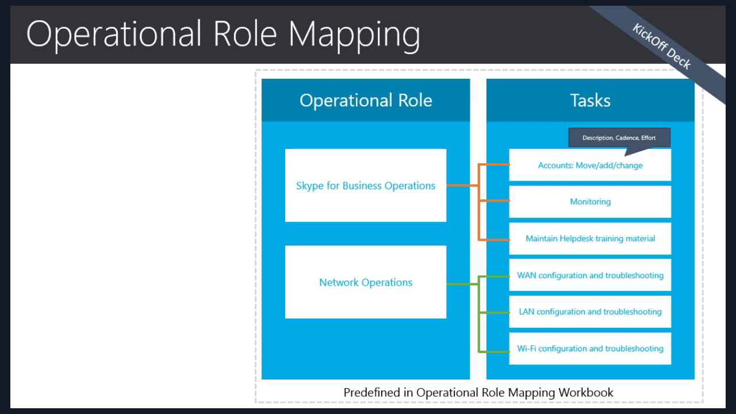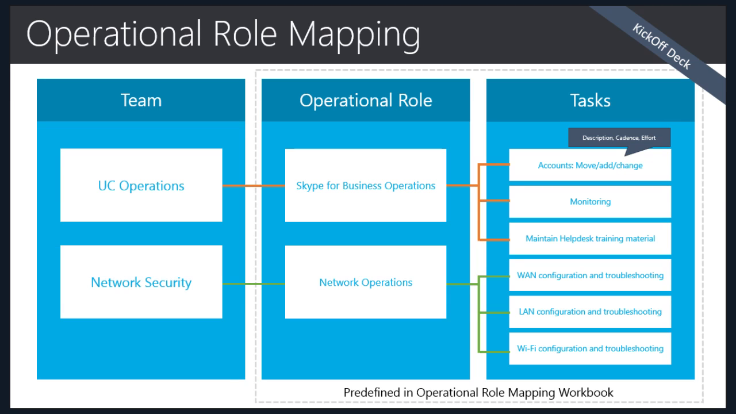So what you'll be doing here is really defining the teams. In our example here, it's the UC operations team performing the role or the function of Skype for Business Operations with all the tasks associated. And then there's the network team or network security team, NetSec in my example here, that will perform all the network operations tasks. And then there are more tasks and more roles, but this is the high level concept. So you'll go with your customer, you'll be sitting down. We have this list of operational roles. You'll go through that and try to identify the various teams that are supposed to perform these tasks.